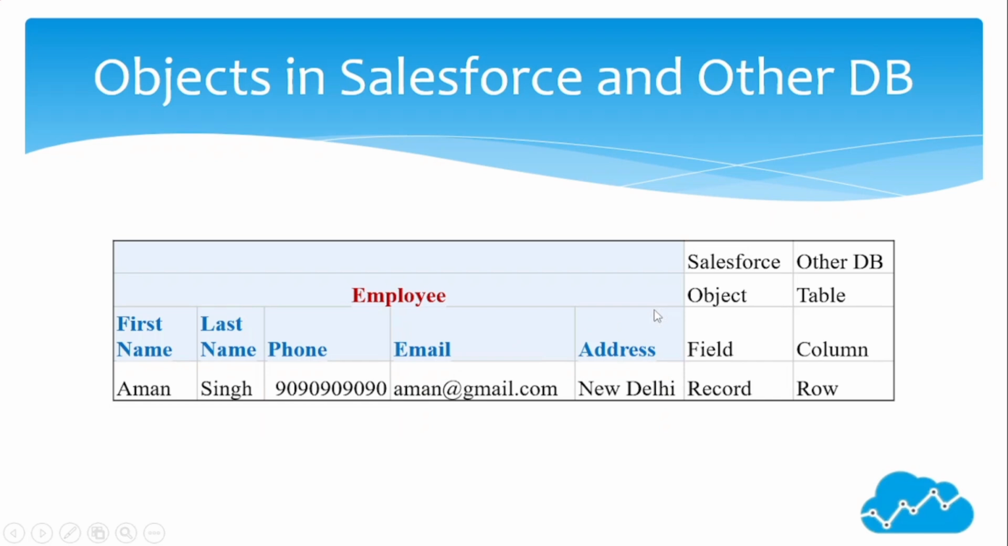So in Salesforce, this table we are considering as an object, means employee as an object. Then the columns in the other databases, first name, last name, phone, email, address, here we are considering this as a field. For this object, this would be a field. And all the records, what is called a row in the other databases, that we are treating as a record.